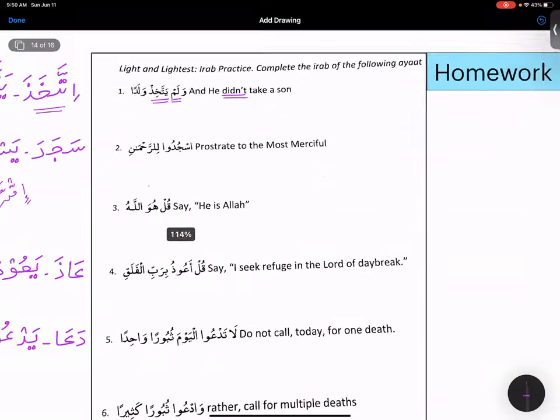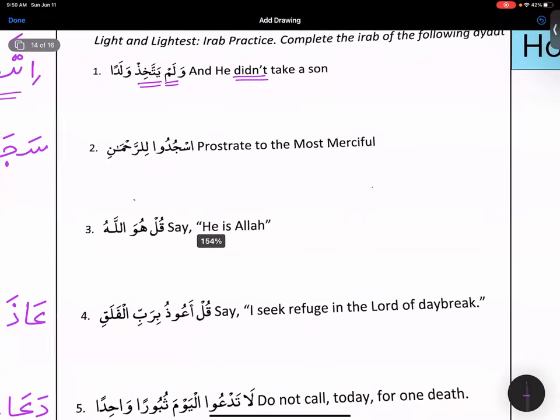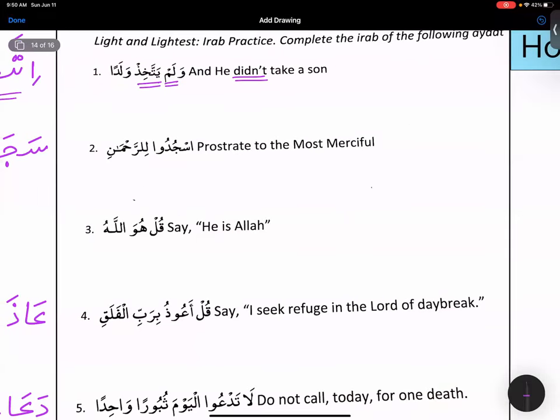Okay, next one. Who can read that and try to analyze it? Ushjudu lir-Rahman. So ushjudu, it's a command, so it will be maybe amr. And then mudari. Fa'iluhu, whom? You're saying fi'l amr, right?